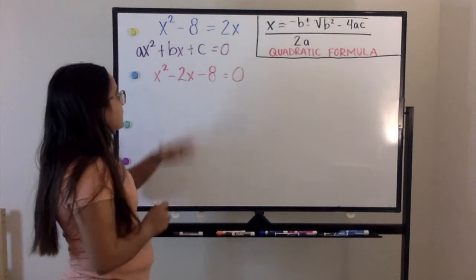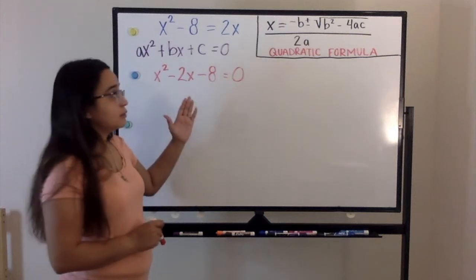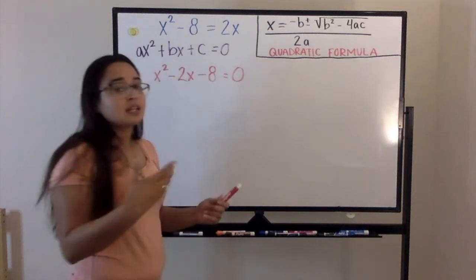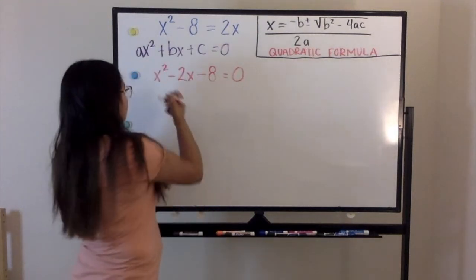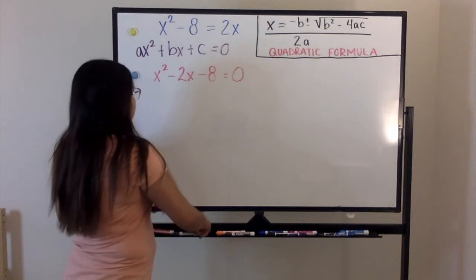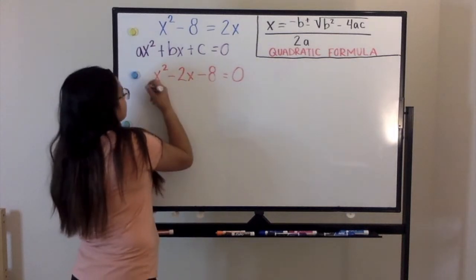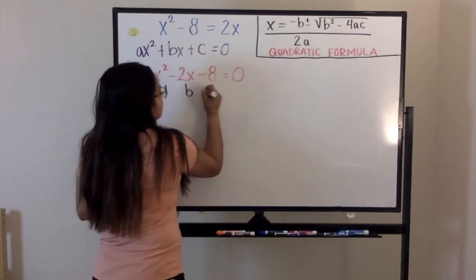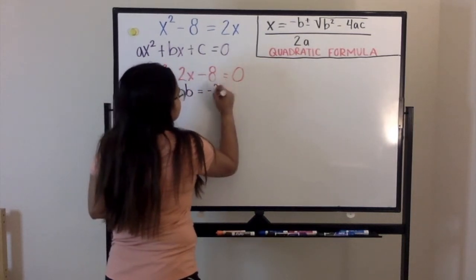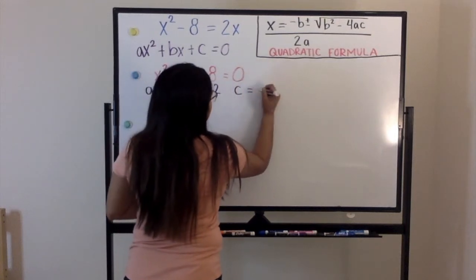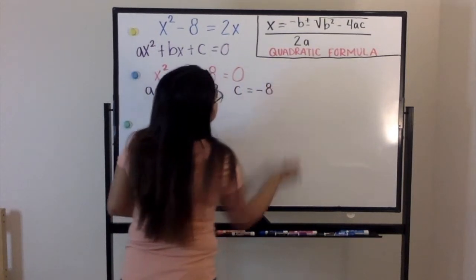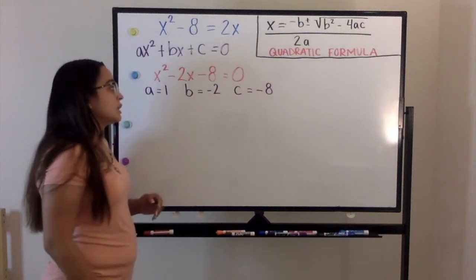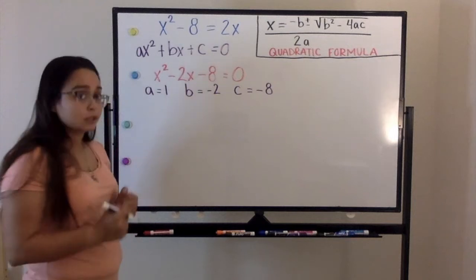Let's go ahead, and now that we have it in standard form, plug it into our quadratic formula. Let's identify our A. Our A is going to be 1 in this case. So A is going to be equal to 1. B is going to equal negative 2. And C is going to equal negative 8. Okay?